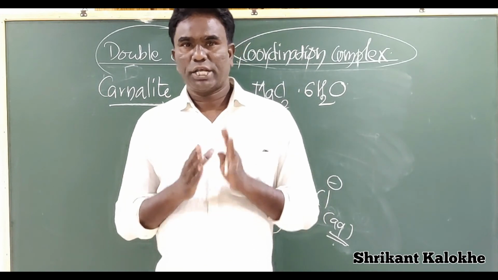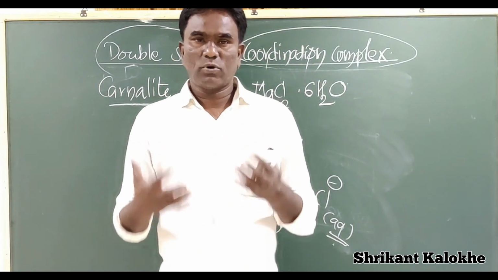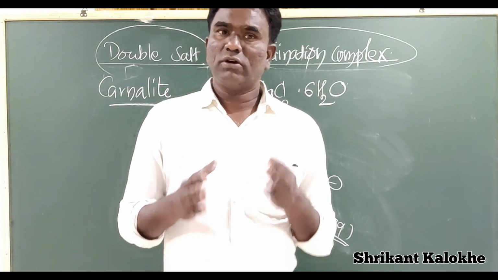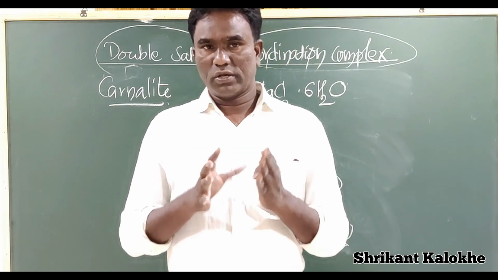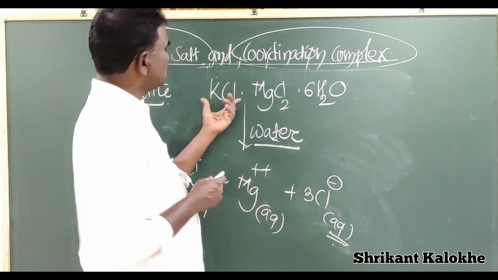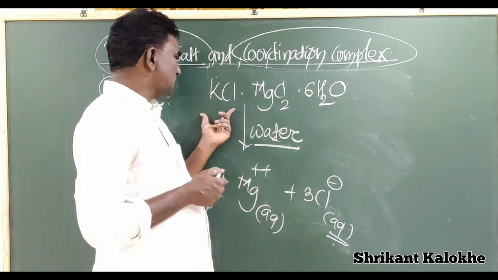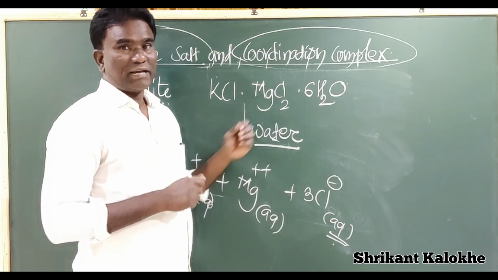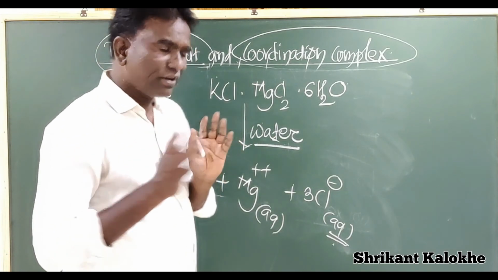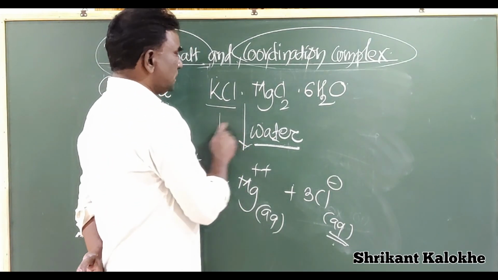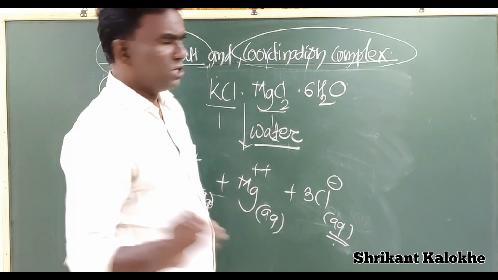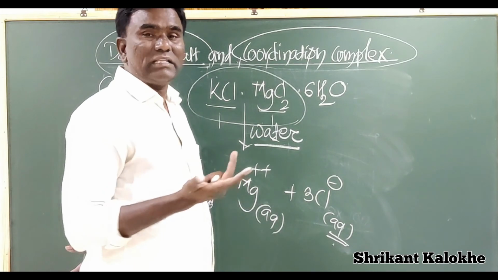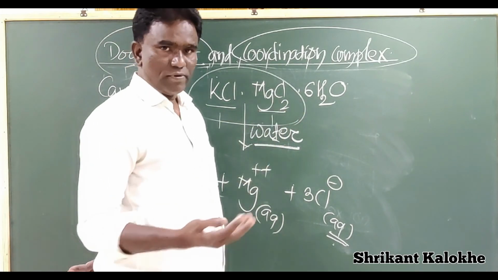So that ratio gives us the information of the molar quantity of that ion or molecule in the compound. So here you can see there are two molecules, KCl and MgCl2, but they are in equimolar proportion. That means stoichiometric ratio. That means 1 mole of KCl, 1 mole of MgCl2. So that double salt is the equimolar mixture of two salts.